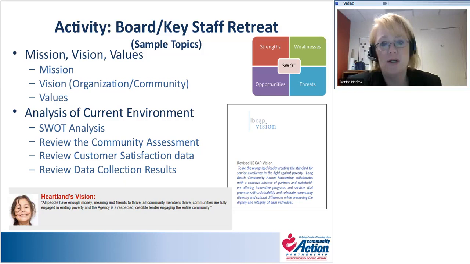Looking at the vision of the organization, here I pulled up Long Beach, California's vision statement. It was up on their website, and I have them as one of the strategic plans to go take a look at.